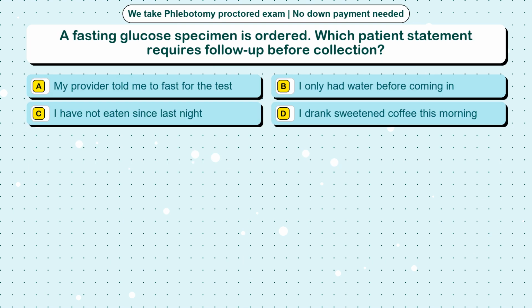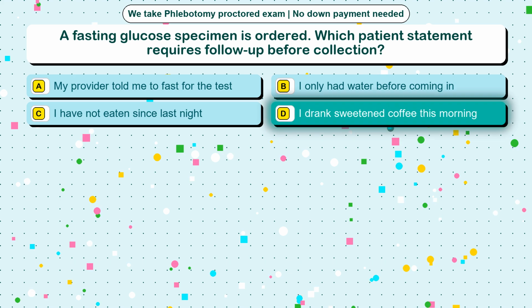Question 77. A fasting glucose specimen is ordered. Which patient statement requires follow-up before collection? Option A, my provider told me to fast for the test. Option B, I only had water before coming in. Option C, I have not eaten since last night. Option D, I drank sweetened coffee this morning.